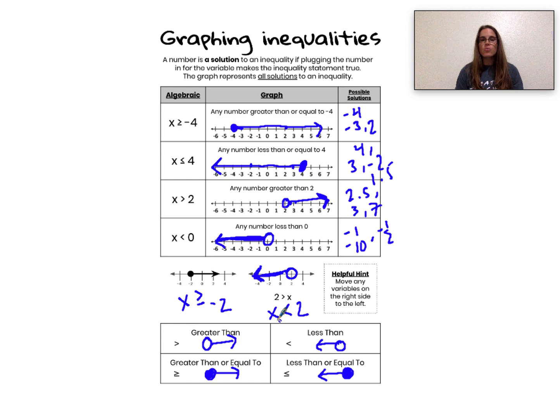Please notice that only if the variable is on the left can we match our inequality with the arrow. So greater than matches the arrow. Less than matches the arrow. Greater than, less than. But this only works if the variable's on the left. So I need you to rewrite all of your inequality statements with the variable on the left.